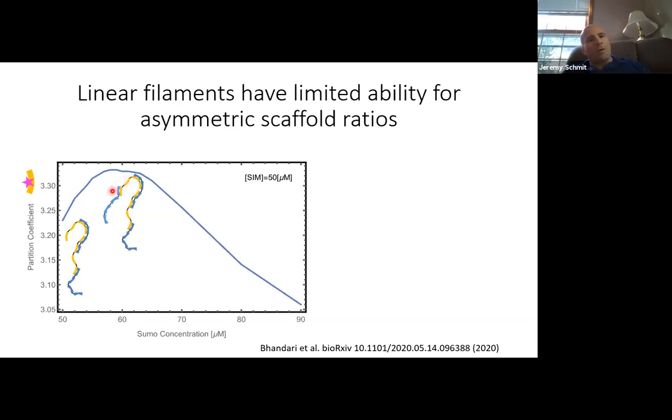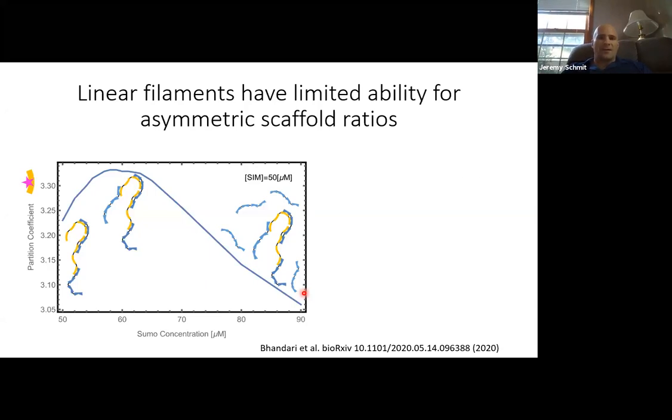Now, what happens if I continue to titrate in the blue scaffold is I don't have any more sticky ends to attach it to. And so the blue molecules don't have any place to go. Instead, they start to accumulate in free solution. So you've got these free blue scaffolds in solution that now start to compete for the clients. They suck the clients out of the condensate, and the fluorescence of the condensate goes back down.